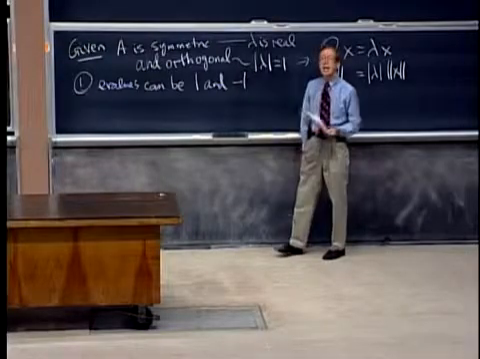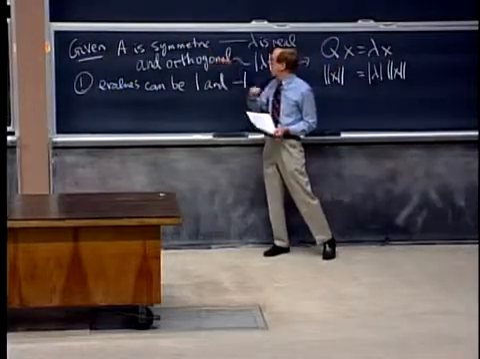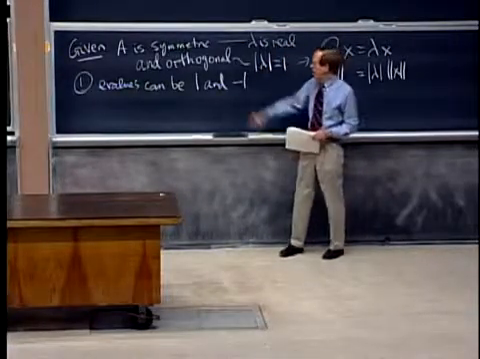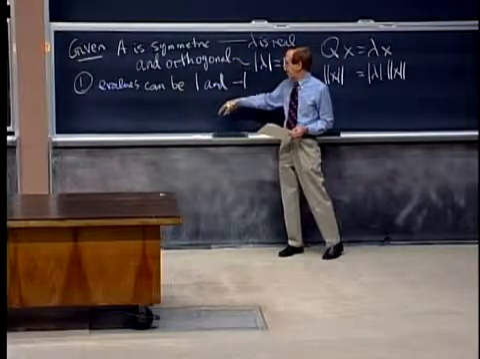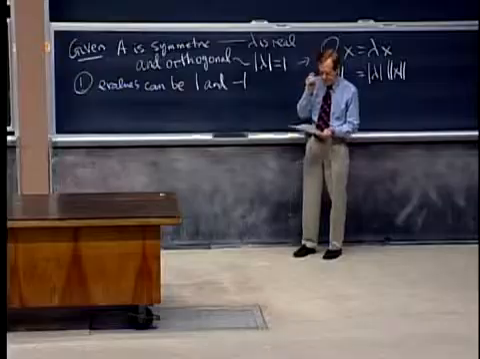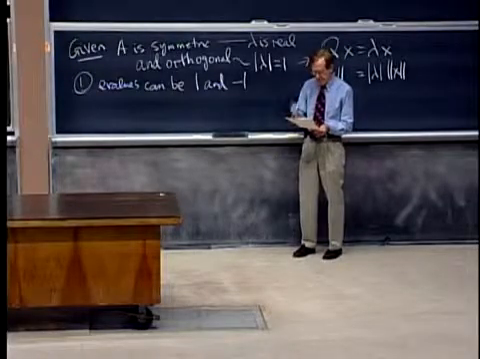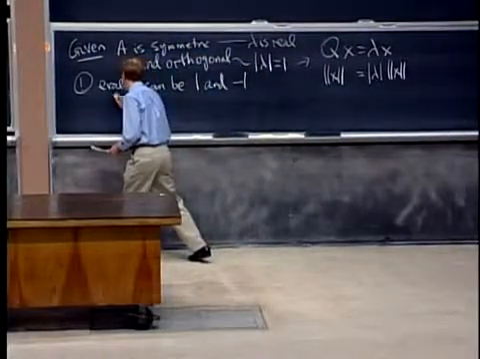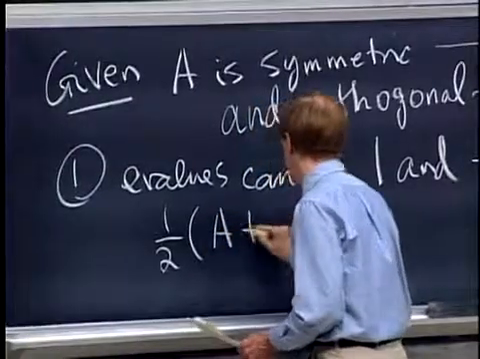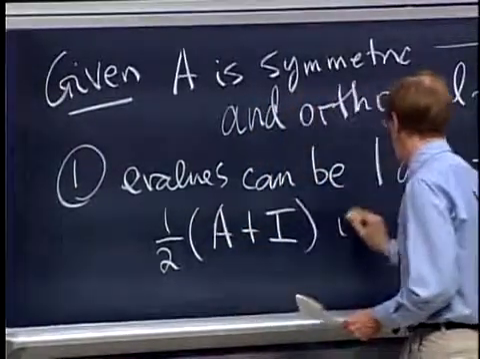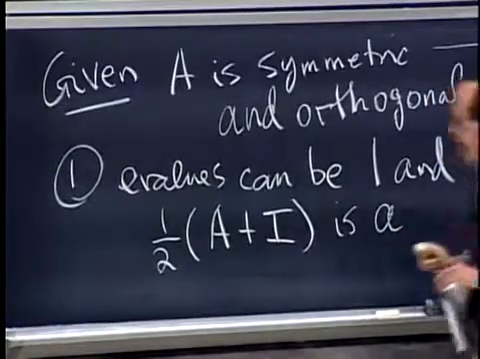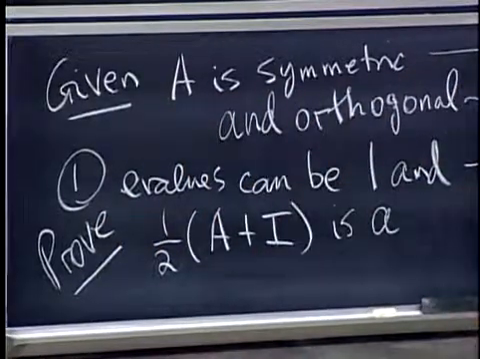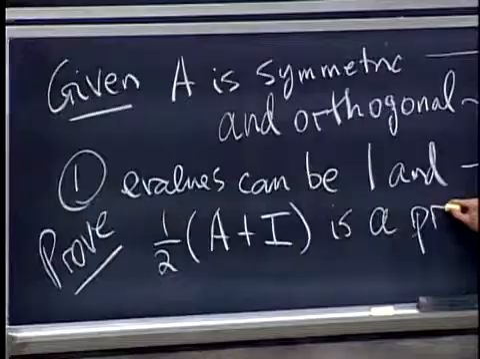Is it non-singular? Is a symmetric orthogonal matrix non-singular? Sure. Orthogonal matrices are always non-singular. And obviously, we don't have any 0 eigenvalues. Is it sure to be diagonalizable? Yes. Prove that. Now, here's a final step. Show that one half of A plus I is a projection matrix.